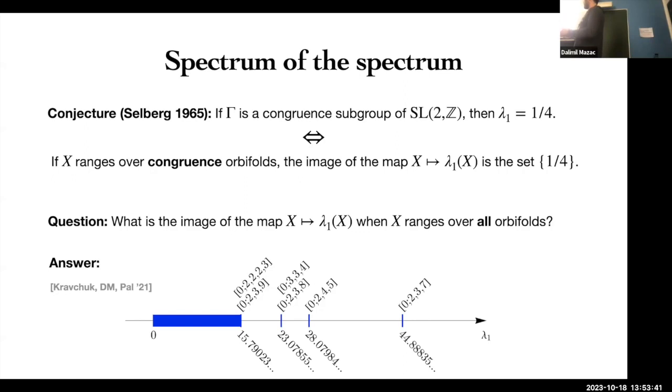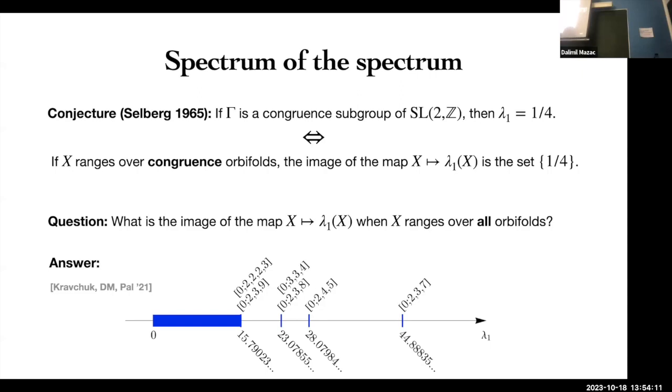But you can ask the question about all surfaces. So what is the image of this map when X ranges over all the orbifolds? And we gave an answer in our paper, which is more or less rigorously proved up to certain finer details that I may tell you about later. But here's the answer: lambda 1 can take this set of values shown in blue. There's a maximal element, which is 44.88835, which actually corresponds to the 237 triangle.